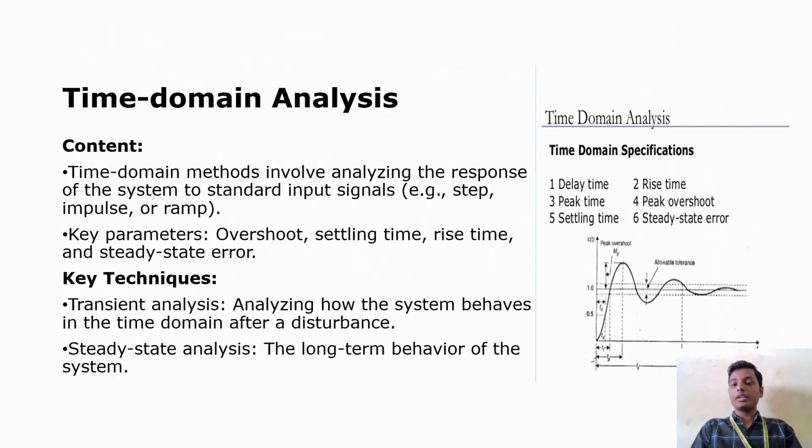Time domain specifications. They are classified into 6 types. They are delay time, rise time, peak overshoot, settling time, steady state error.